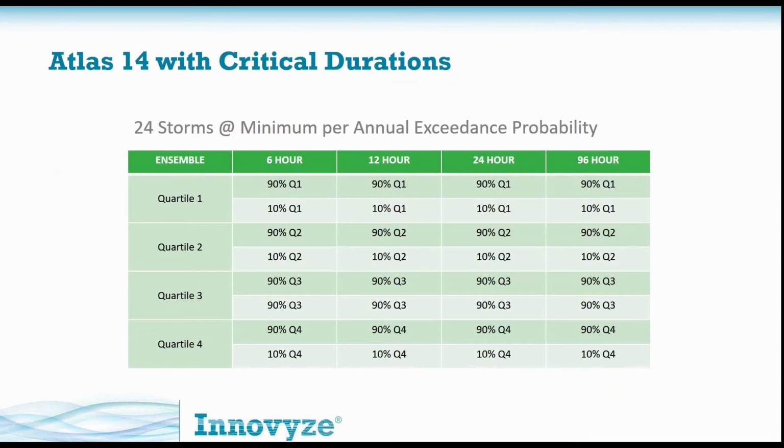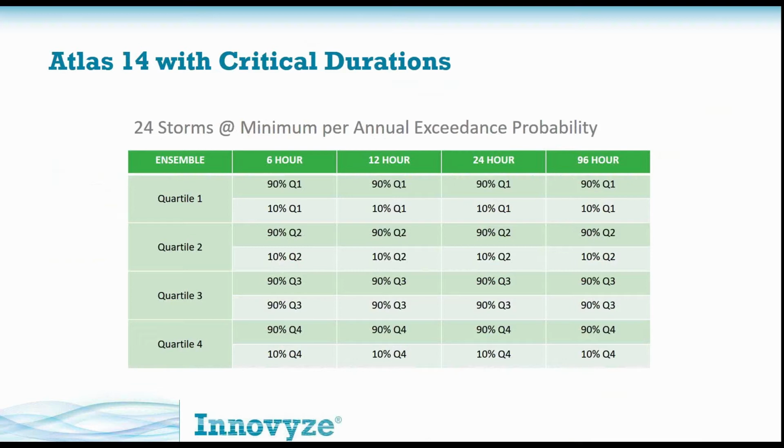How do you use that in XPSWM or XPSTORM? Well, at a minimum, you're probably looking at a 24-storm matrix. Look at those 90% and 10%, the extremes, if you will, of those NOAA temporals.